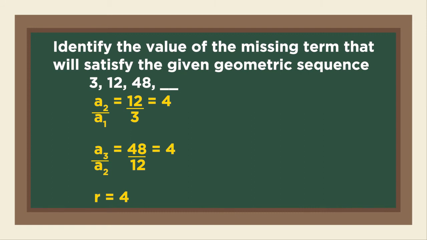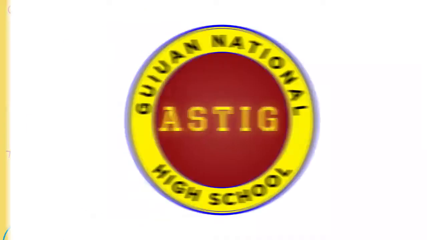Now, using the common ratio 4, we will get the next term by multiplying the third term, which is 48, times the common ratio. Our a sub 4 now is equal to a sub 3, which is 48, times the common ratio, which is 4. Your a sub 4 is 192.